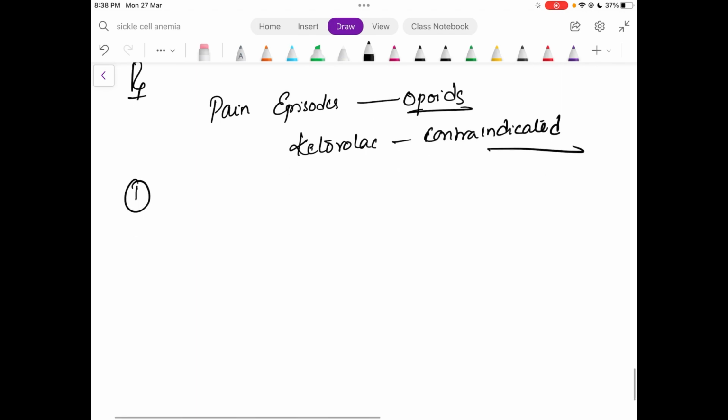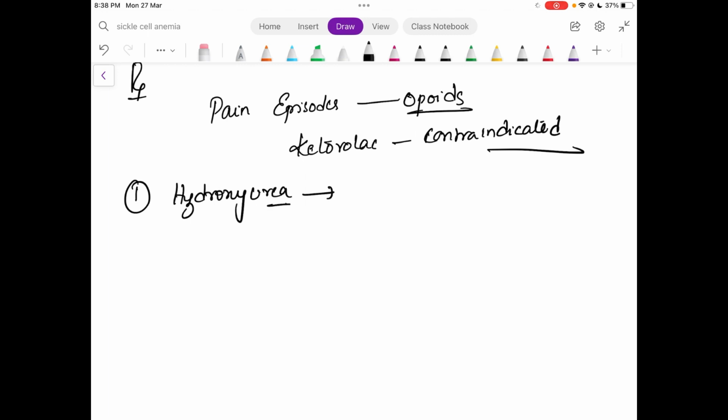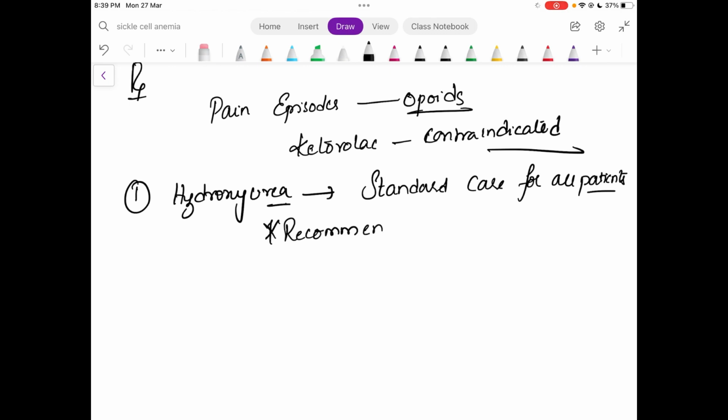Next, the drugs which are used for treating sickle cell anemia patients are hydroxyurea. It is a standard of care for all patients. It is recommended for all ages. It should be started early in the first year of life.